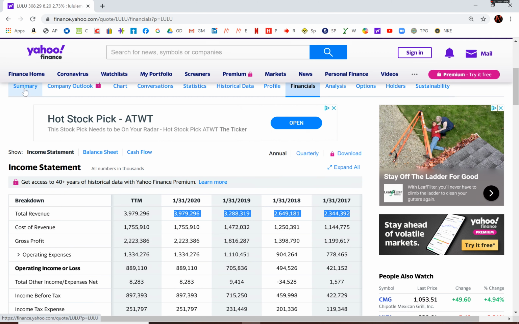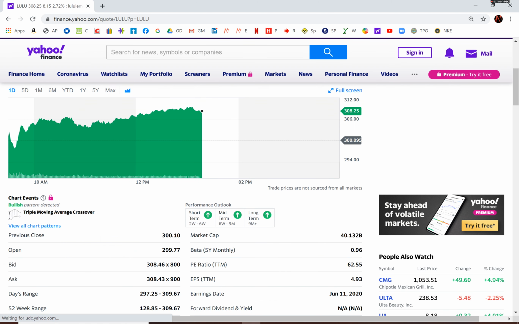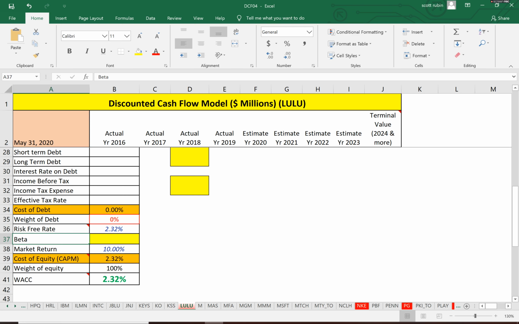We go to Yahoo Finance to get the beta. Beta 0.96, so it's a little less volatile than the market, so it's a pretty good beta. And 9.69% is the cost of equity, and we figured that out using the capital asset pricing model. And that's what we consider the weighted average cost of capital, and that's what we're going to discount future cash flows by.